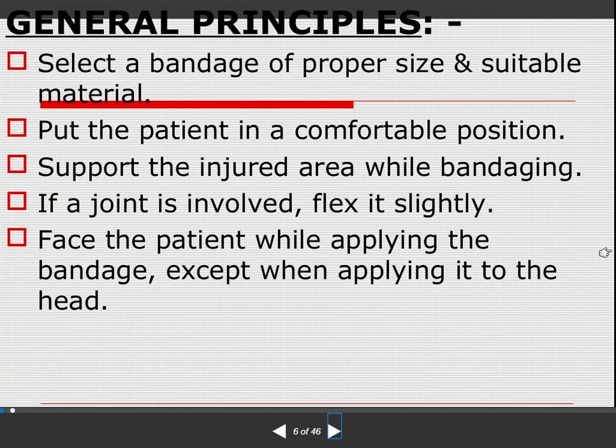Okay, I'm repeating these principles. First is the selection of the size of the bandage and the material. Second, provide a comfortable position. Next is explanation of the procedures. Support the injured area while bandaging. If a joint is involved, then slightly we have to flex the joint. And lastly, we have to face the patient while applying a bandage, except for the head.